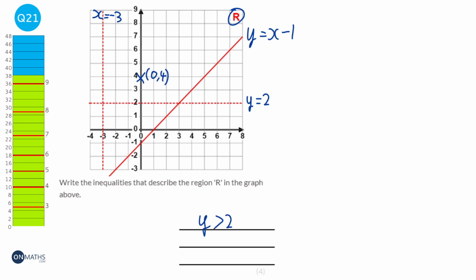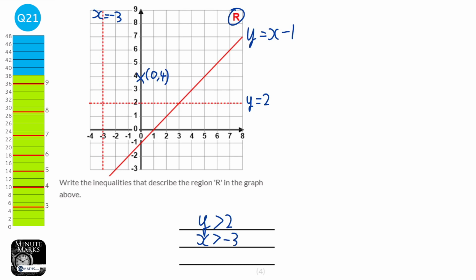We have a look, the fact that our line is dashed, it's not going to be equal to 2, because it's saying it's not on that line. Okay, this next one, let's have a look at this. Well, is that 0 greater than minus 3? Well, yes, it is. So it's going to be x is greater than minus 3. Again, the line is dashed, so it can't be on the line.